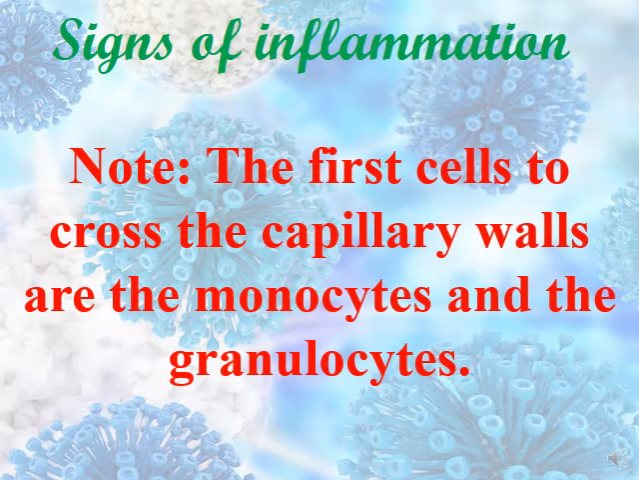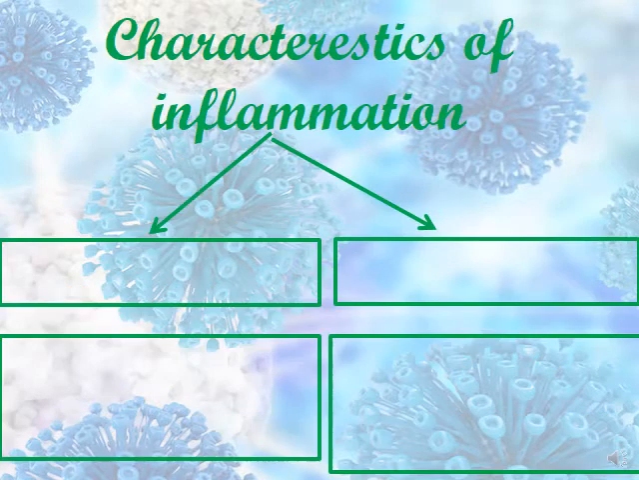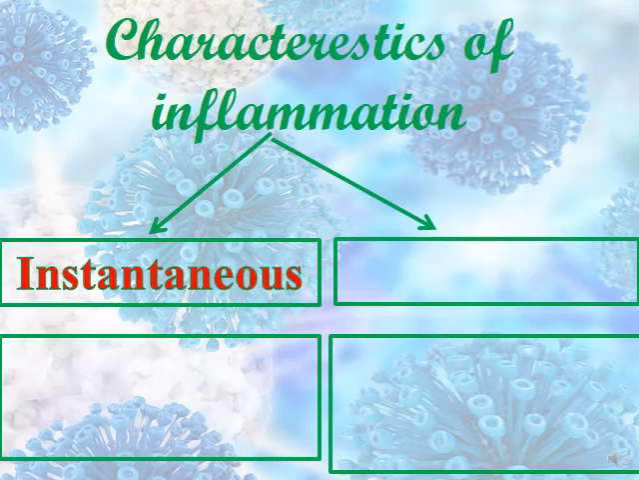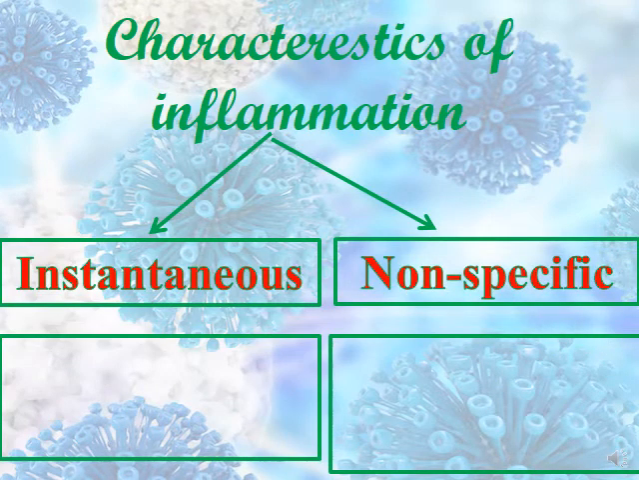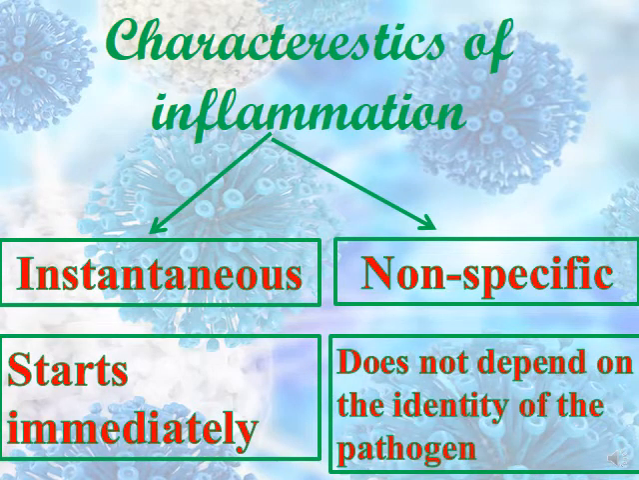Note that the first cells to cross the capillary walls are the monocytes and the granulocytes. That's why they are called phagocytes. Characteristics of inflammation: it's instantaneous and non-specific. What is the meaning of instantaneous? It starts immediately. Non-specific means that it does not depend on the identity of the pathogen.